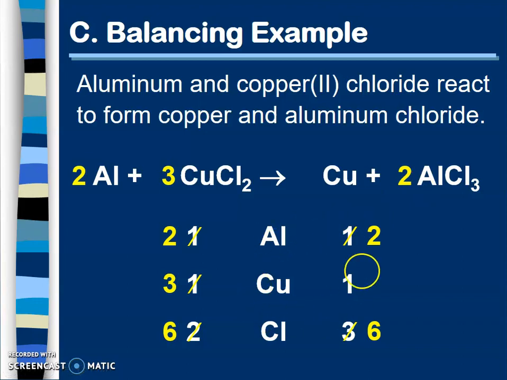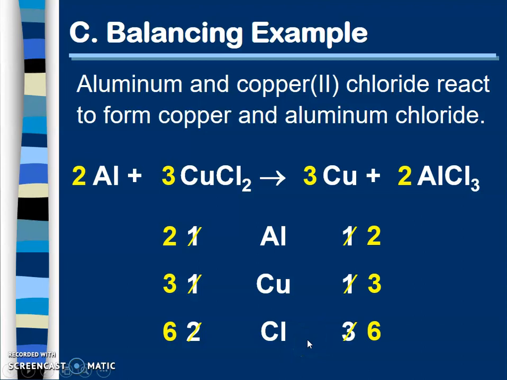Okay, so all that's left is my copper. So I have 3 on this side and I have 1 on this side. What number do 1 and 3 have in common? 3. So I need, this side already has 3. I need to make this side have 3. So I'm going to write a 3 in front of my copper, and then I'm going to update. I now have 3 coppers, and it looks like I'm balanced. All my numbers are equal.